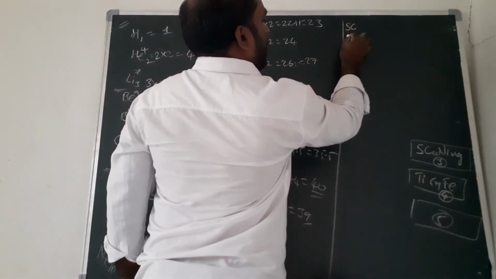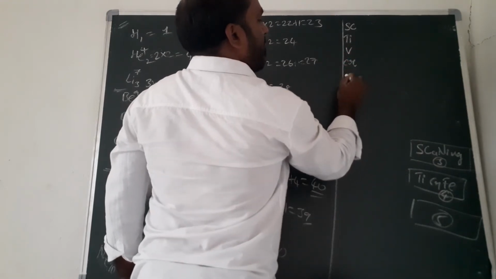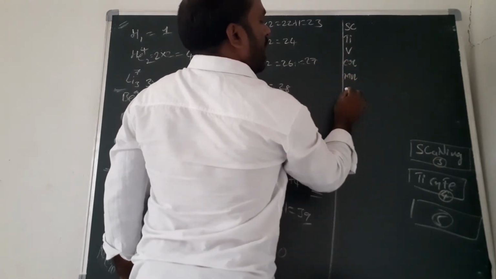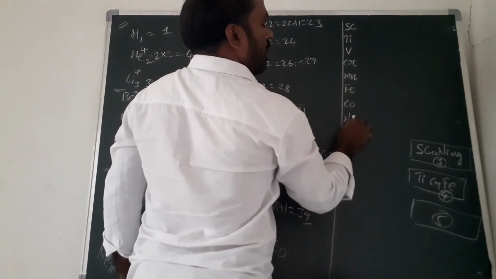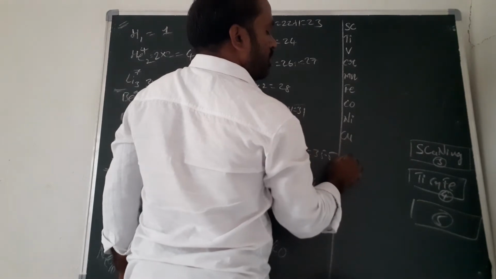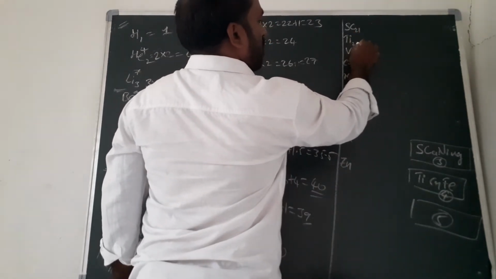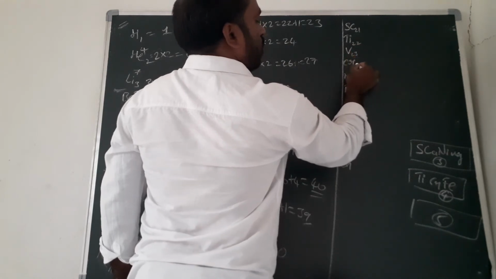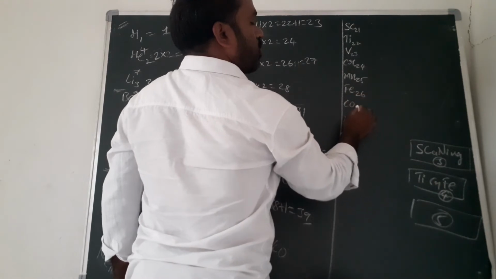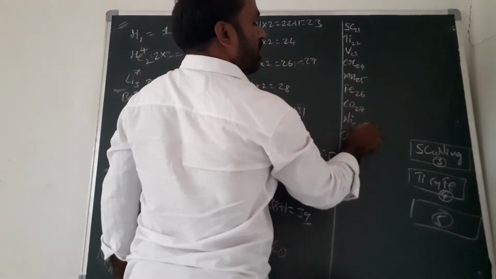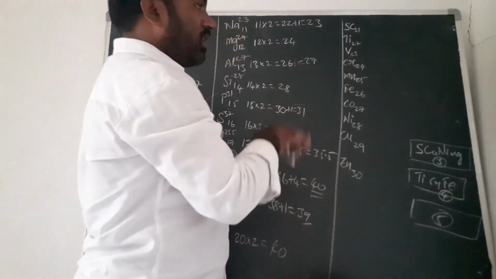Scandium, titanium, vanadium, chromium, manganese, iron, that is ferrum, next cobalt, nickel, copper, zinc. Here scandium is 21, titanium is 22, vanadium is 23, chromium is 24, manganese is 25, iron is 26, cobalt 27, nickel 28, copper 29, zinc 30. These are the atomic numbers.